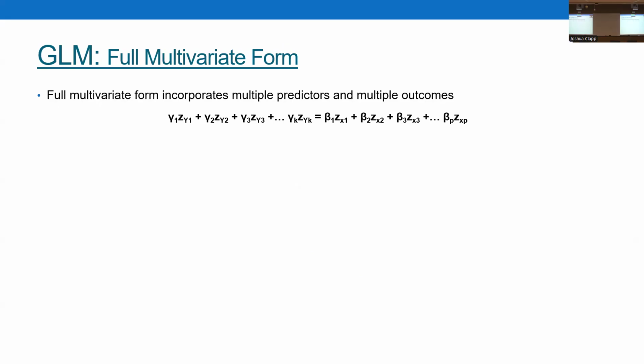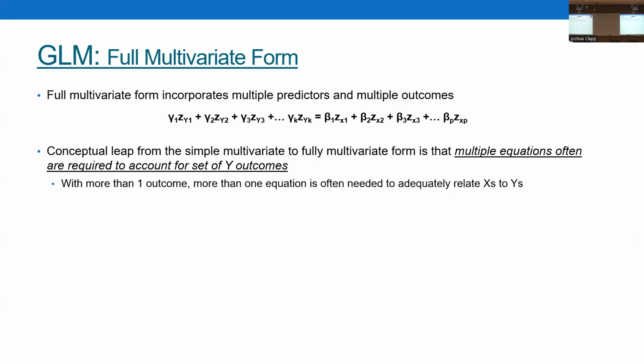Mathematically, this is what it looks like, okay? I've got outcome 1, 2, 3, and so on for however many I've got, pitted against predictors 1, 2, 3, however many I've got here. What we're starting to get is a very, very complex model, right? So if we're thinking about how to go from our basic regression model to a regression model with multiple outcomes, conceptually and mathematically we often need multiple equations to account for this, okay?